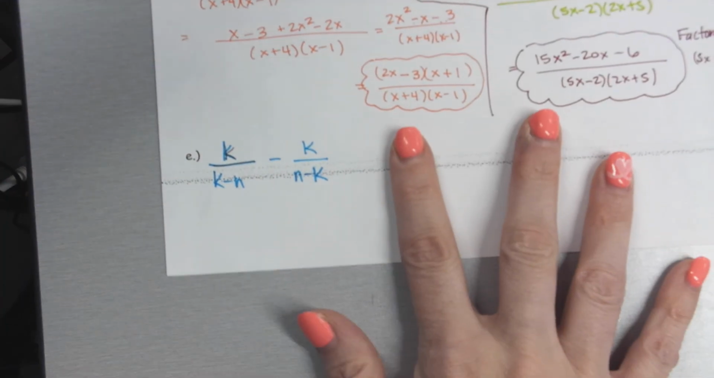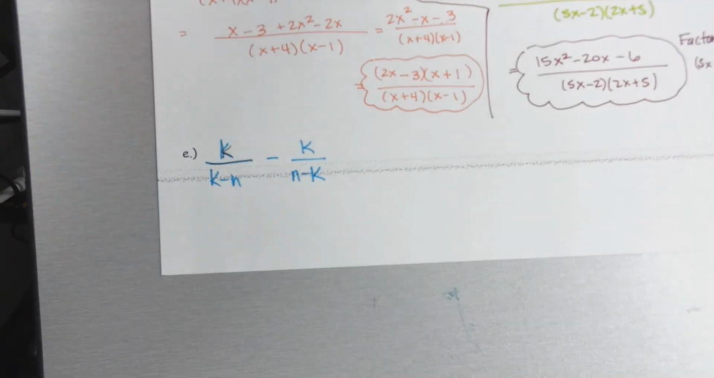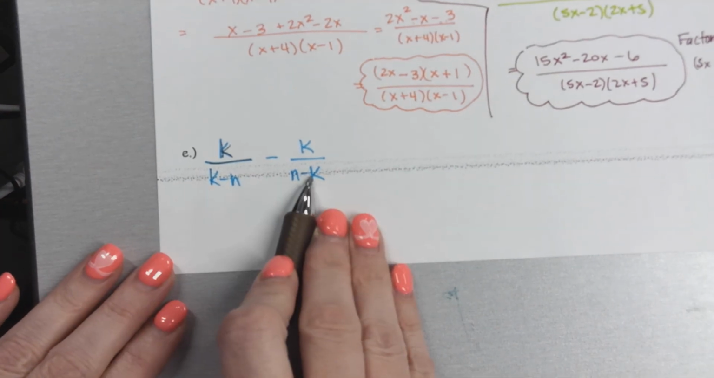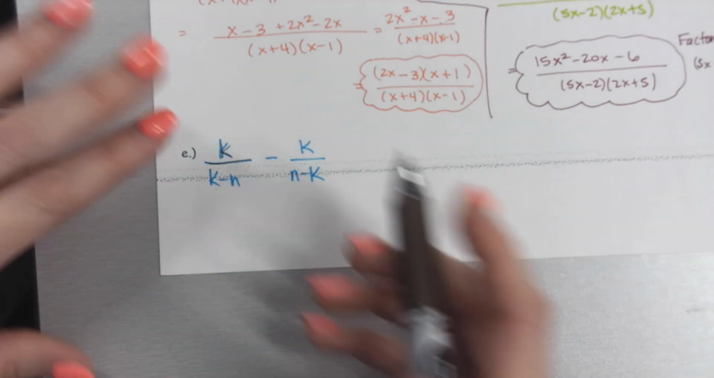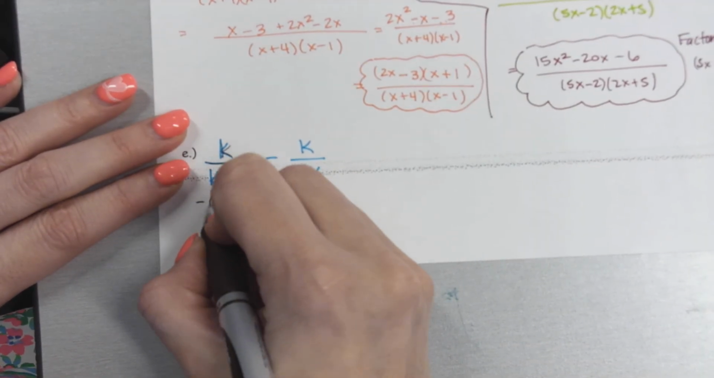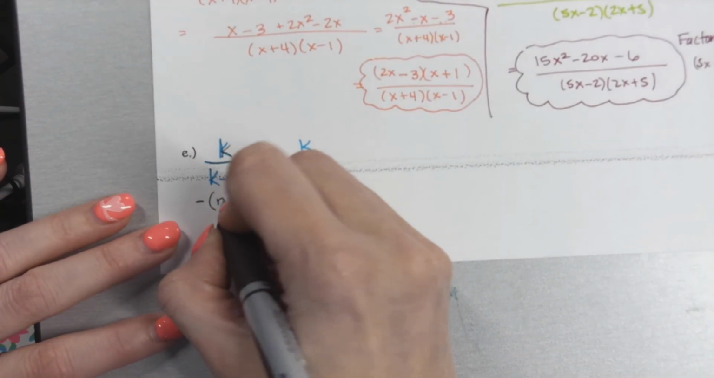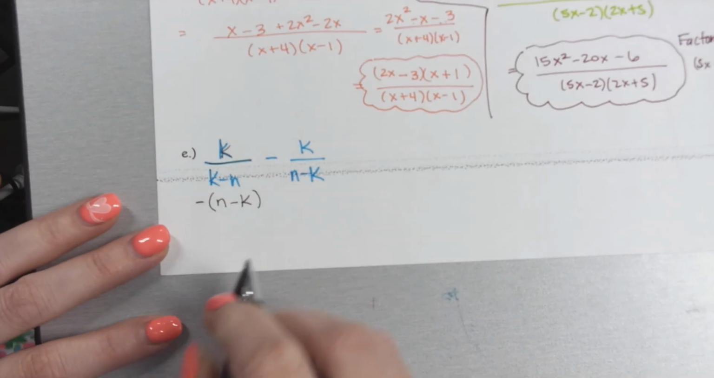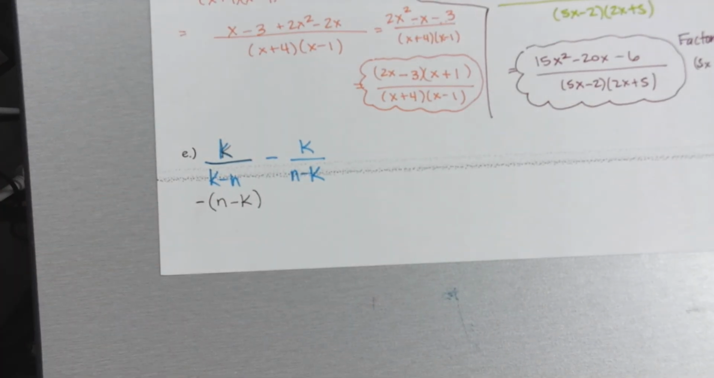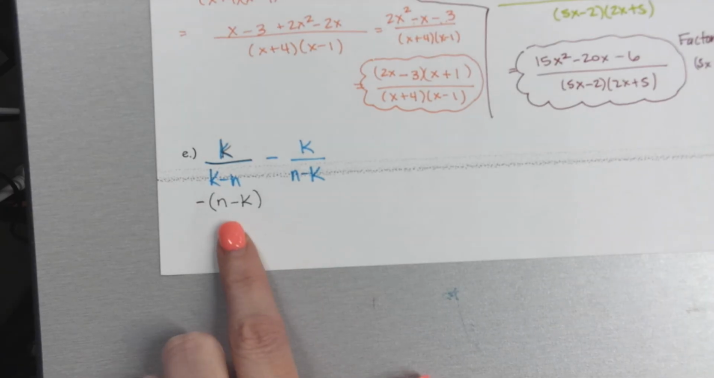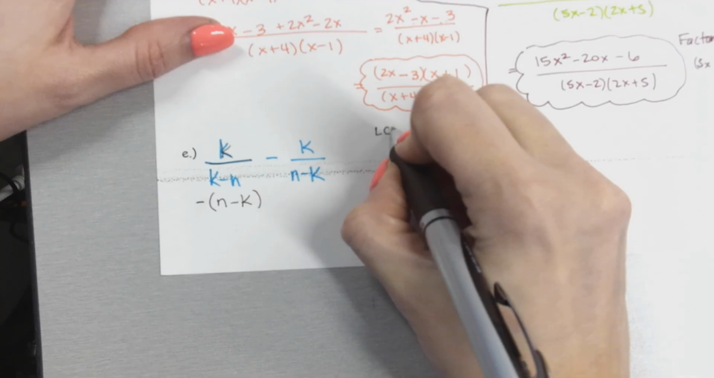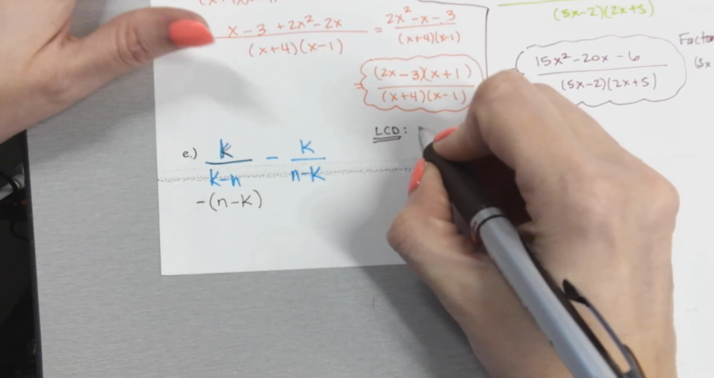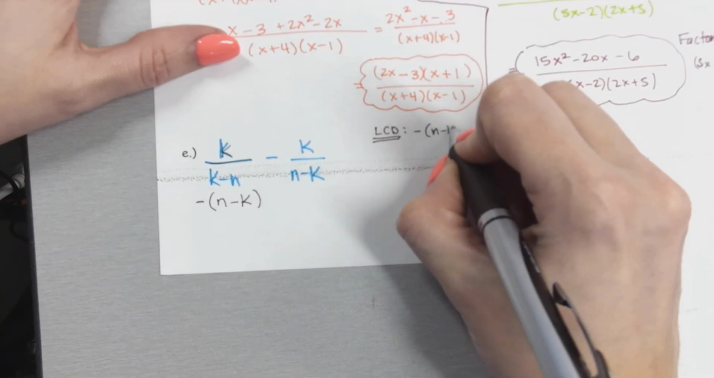Okay, these are very close, but they are not the exact same because here the k is positive, here the k is negative. Okay, so if you take a negative out here, this becomes n minus k. Or you can take a negative out of the second one and make it k minus n. Okay, but once you see that, then you know your LCD is going to be -1 times n minus k.